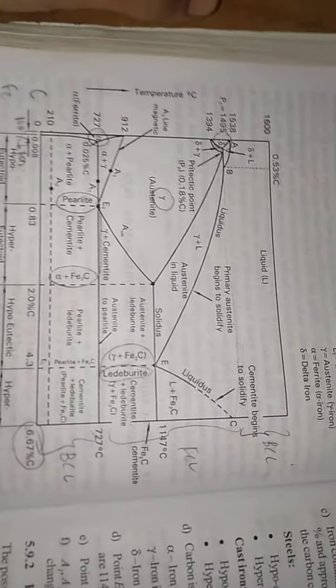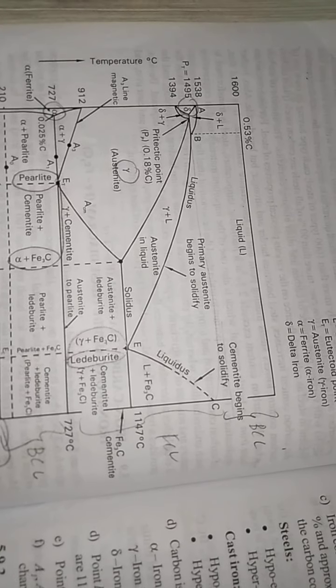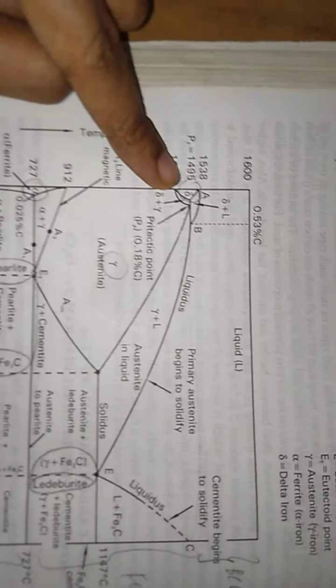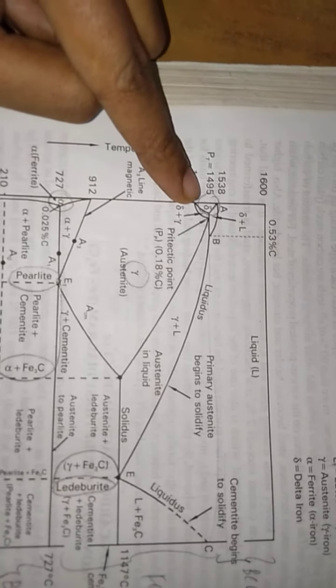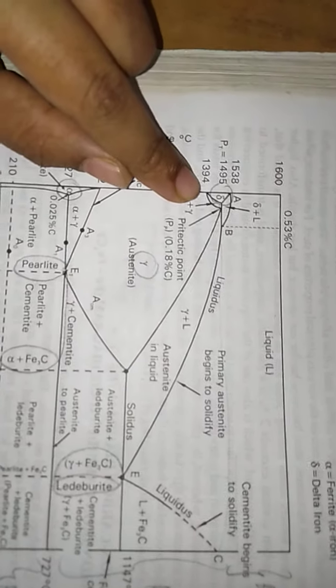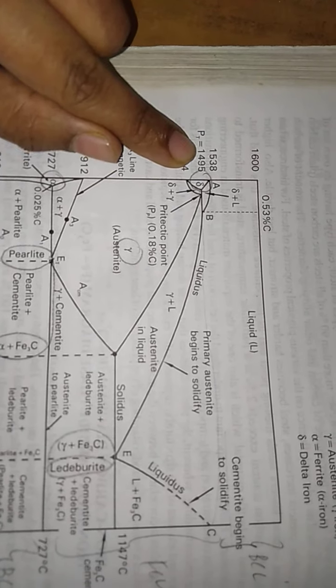Now third phase is delta ferrite or delta iron. That is this small thing that you can see. Okay. Now delta ferrite or delta iron, it is stable only at higher temperature. Just like austenite, this is even much beyond austenite. Okay, very higher temperature. It is observed only at 1394 degrees Celsius to 1495 degrees Celsius.